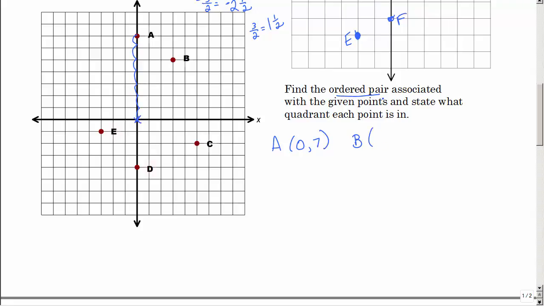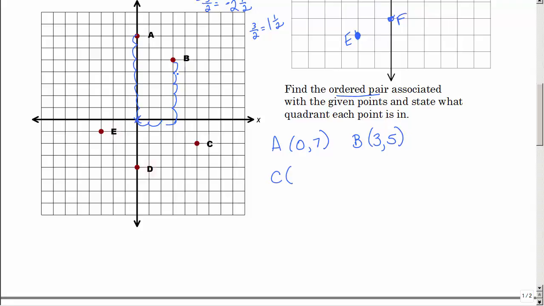What about B? Can you just go from here to there? No, not in a coordinate system. You've got to go right and left first and then up and down. So from the origin I've got to go to the right and then up. Right, so I'm going to go over 1, 2, 3, and then up 1, 2, 3, 4, 5.